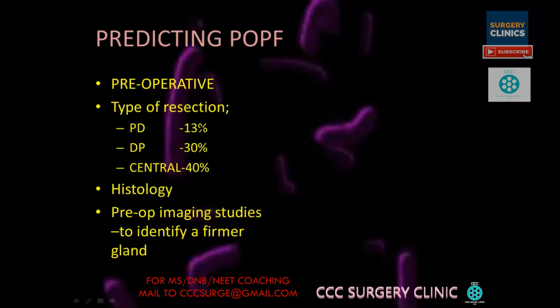So just remember these figures. 13% for a pancreatic duodenectomy. Distal pancreatectomy has a rate of 30%. I've evened it out. It's actually 29, but I find it far easier to remember in an examination. 13, 30, 40. Histology, is that important?